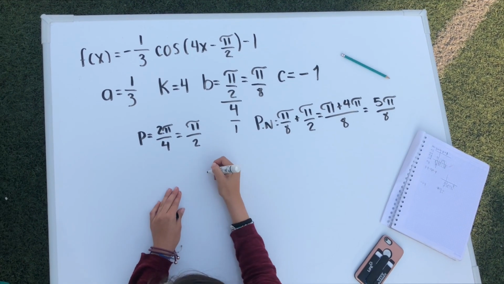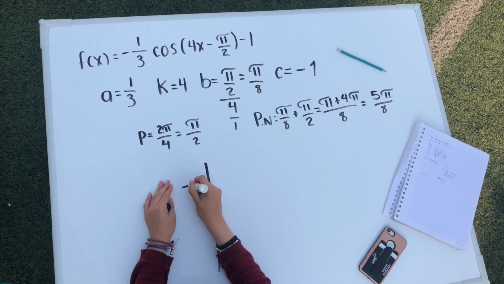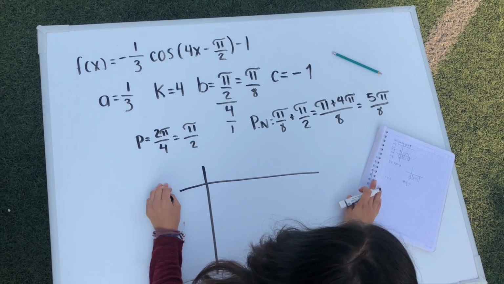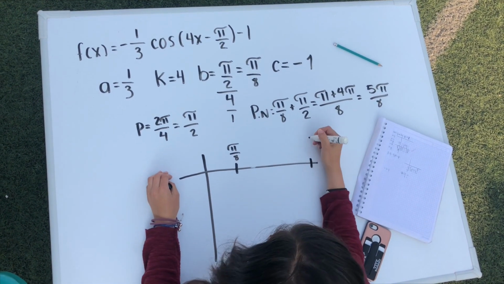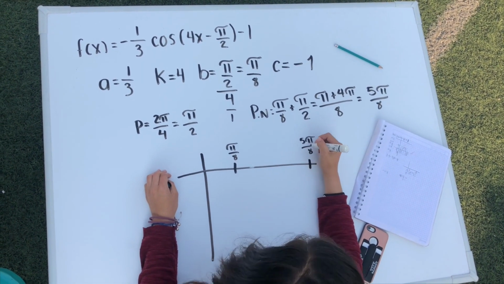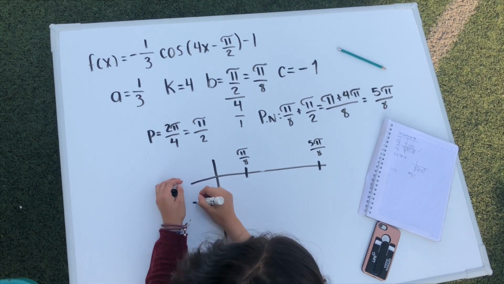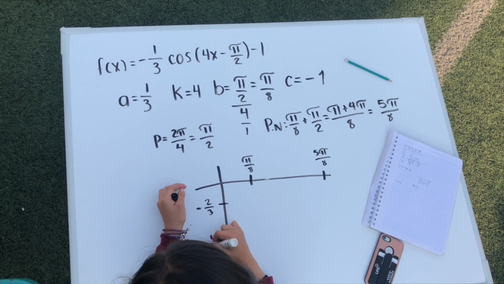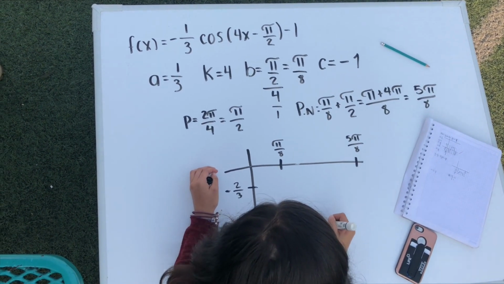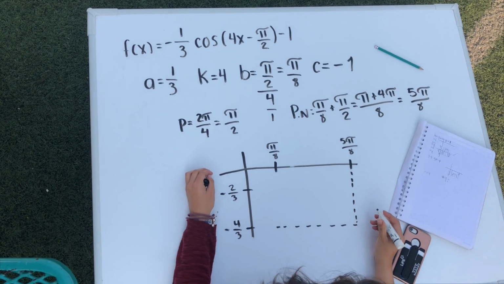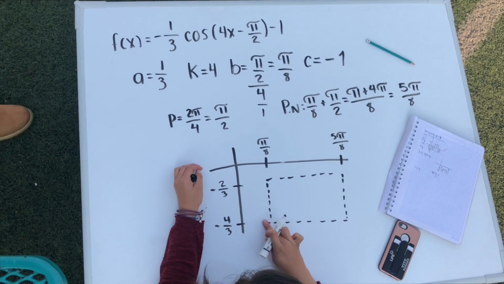So after getting the result of the new limit, we start to graph based on the limits that we got above. So in this case, it starts in pi eighths and finishes in 5 pi eighths. And then for the y values it is -2 over 3 and -4 over 3. Those are the limits of the box, or in this case of the graph. So then we make our magic box.